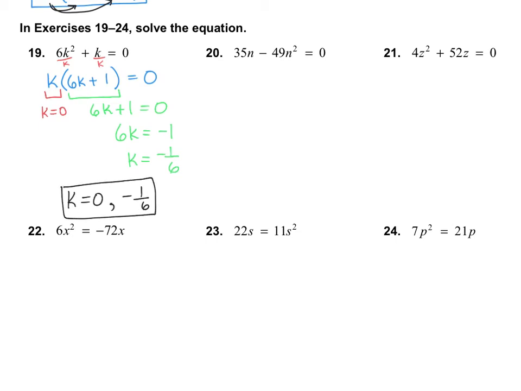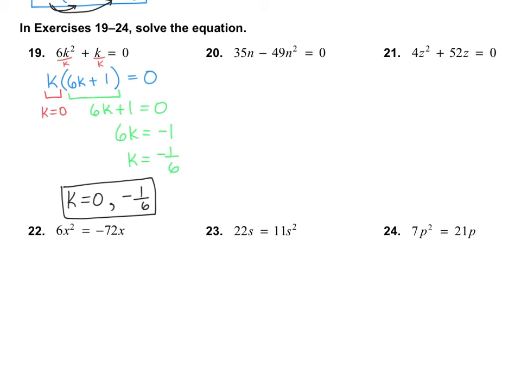At this point, if you want to, you could take both of these numbers and plug them back into the equation and see if they work. It might be a good idea to do that on a test or quiz. I'm not going to take the time to do that now, but I just wanted to point that out to you. All right, let's take a look at number 21.